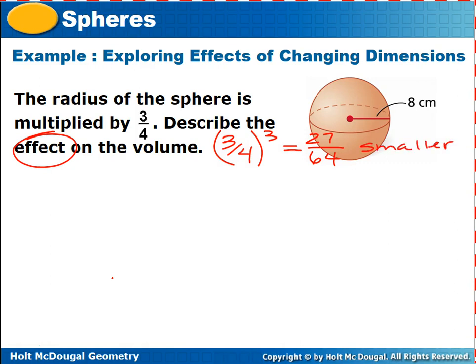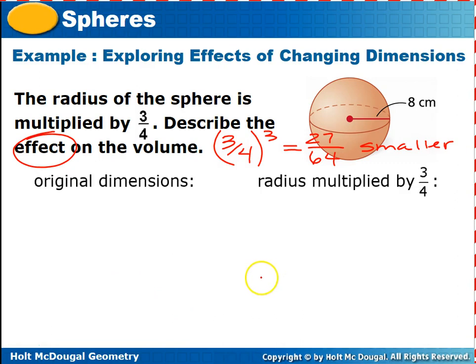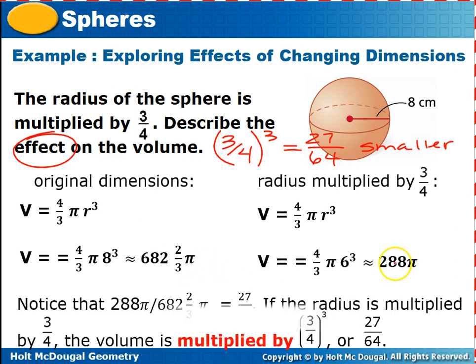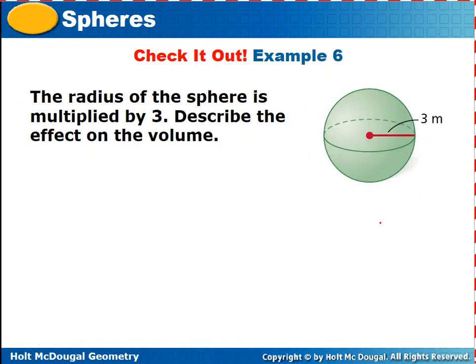Now, if we were to find the volume of the sphere, which is what I'm going to show y'all here, find the volume of the original sphere here, which is 682 2/3 pi, and we wanted to find what the new volume is, we could just multiply that original volume on the left by 27/64, and it would give us this volume over here. So we don't actually have to take 3/4 of 8, which would be 6, to find it. We could just multiply it by 27/64. So go ahead and do the check it out, which is the next one.